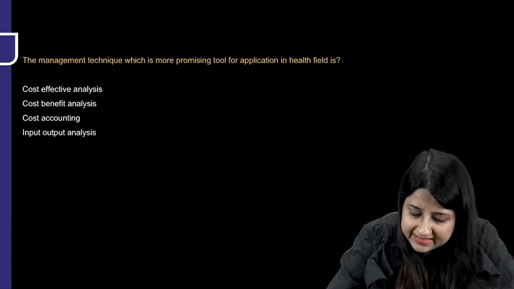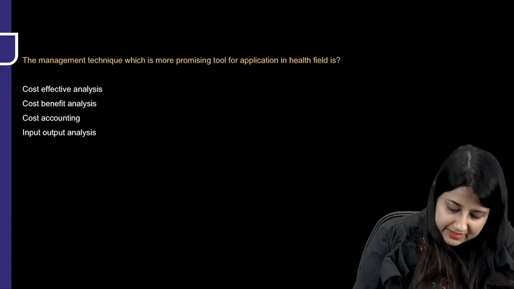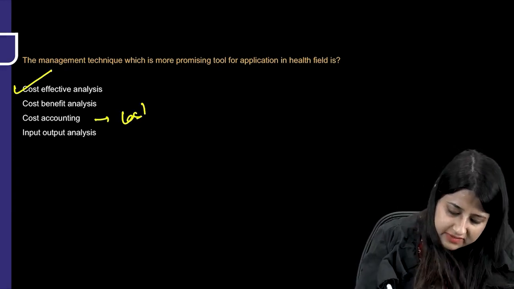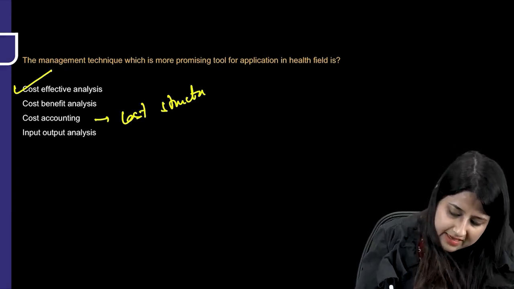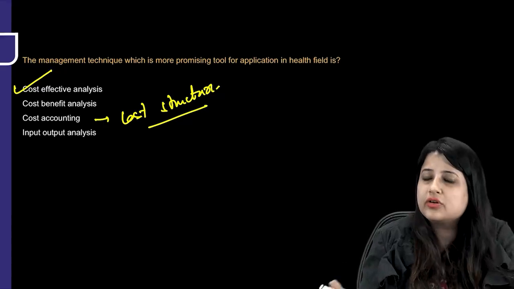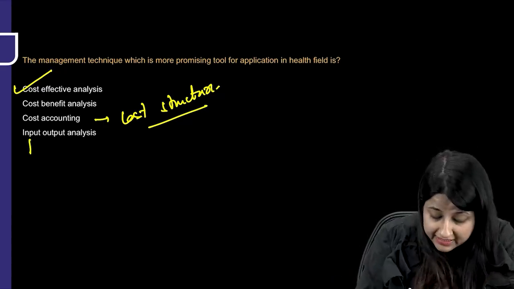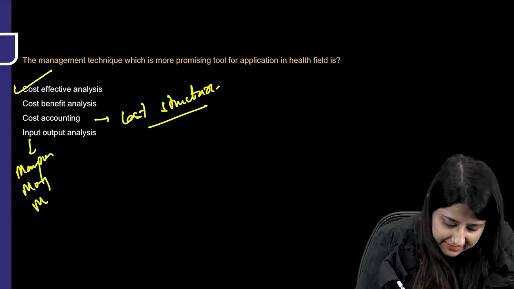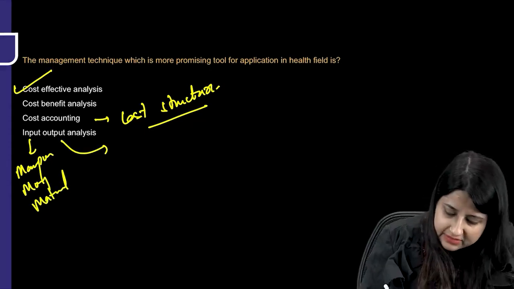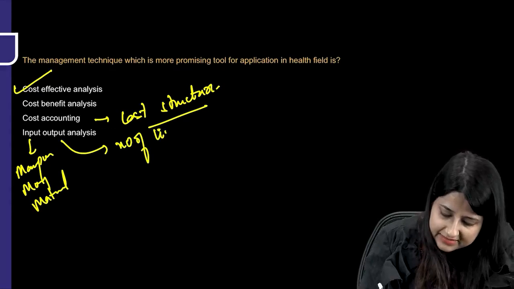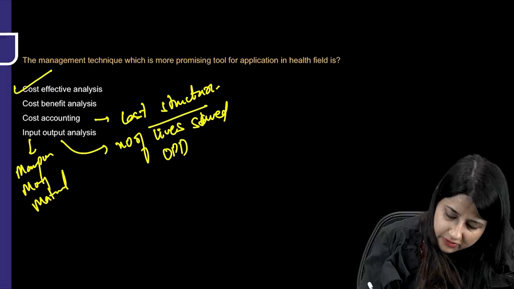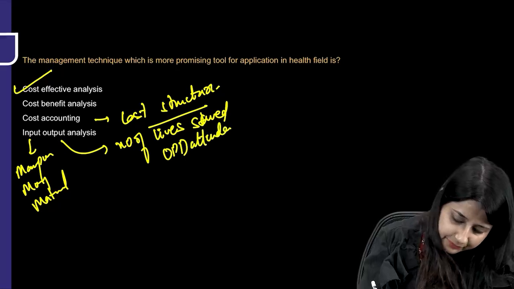Management technique which is the most promising tool, please remember, is cost effective. Cost accounting simply means the cost structure of a program, okay. Recurring cost, non-recurring cost, all of those things. Input output, input in the form of manpower, money, material, okay, and output is in the form of cost effective analysis, number of lives saved, okay, OPD attendance rate, all that is output. All right. So that's it.